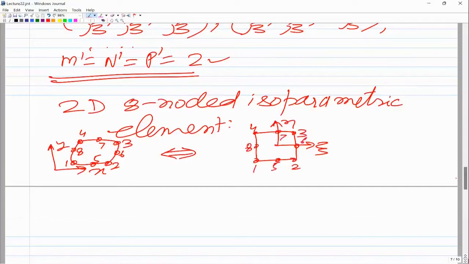Looking at the coordinates in the natural coordinate space, node 1 is -1, -1, node 2 is 0 and -1, and node 3 is 1 and -1. Node 4 is 1 and 0, the other side node is -1 and 0, node 5 is 1 and 1, this node is 0 and 1, and this node is -1 and 1. So these are the xi, eta coordinates of each node.